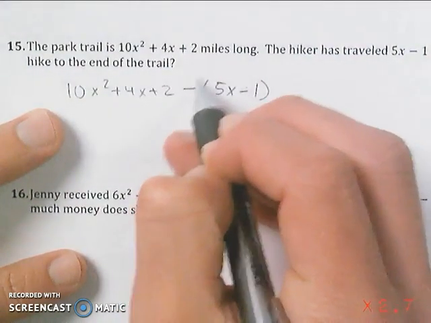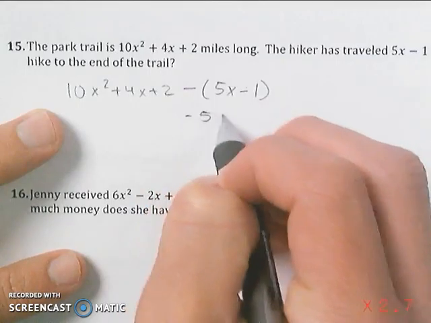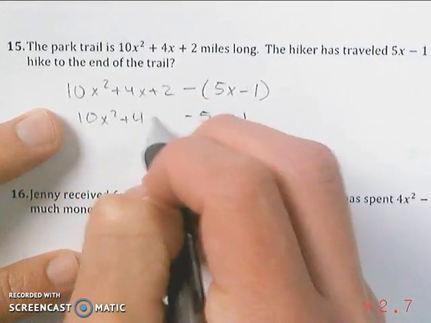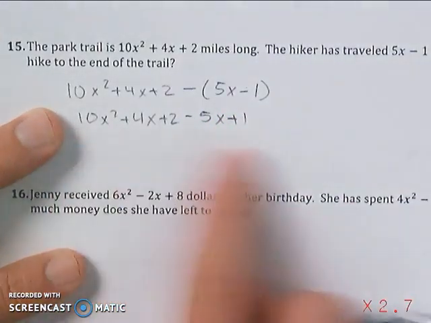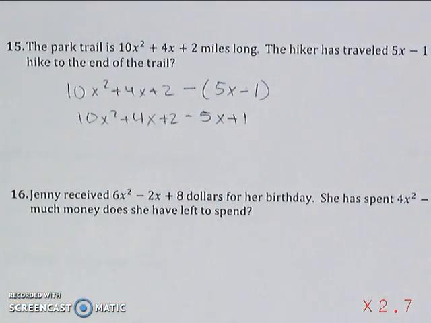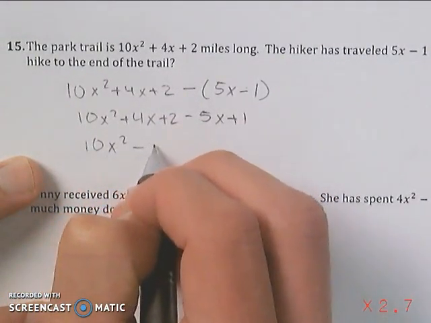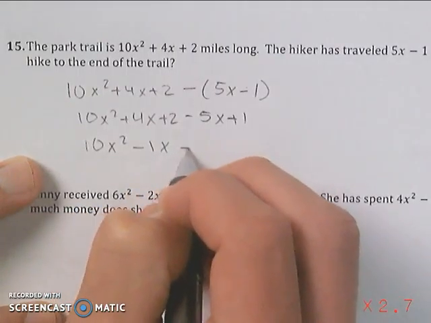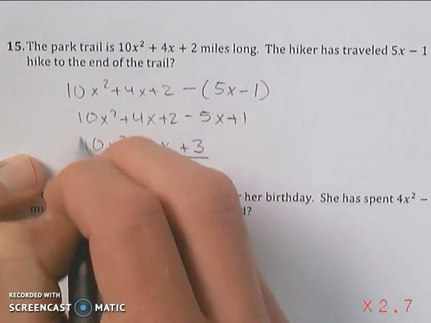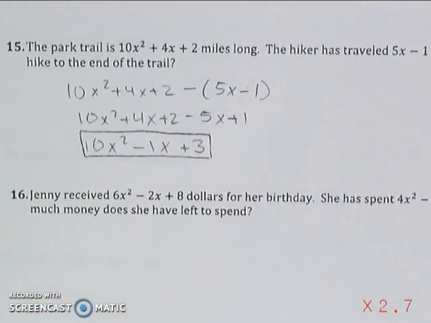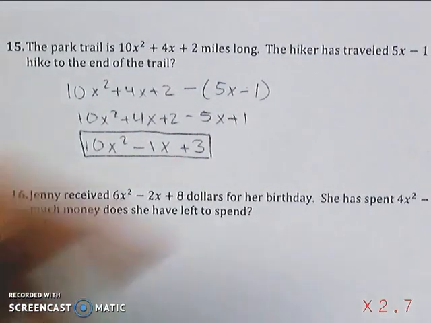Again, we have to distribute the negative here, so we get negative 5x plus 1. We get 10x squared plus 4x plus 2. Combine like terms. Now that we've distributed that negative, we're going to get 10x squared. This is going to become negative 1x plus 3. So by my calculations, it looks like he has a long way to go.